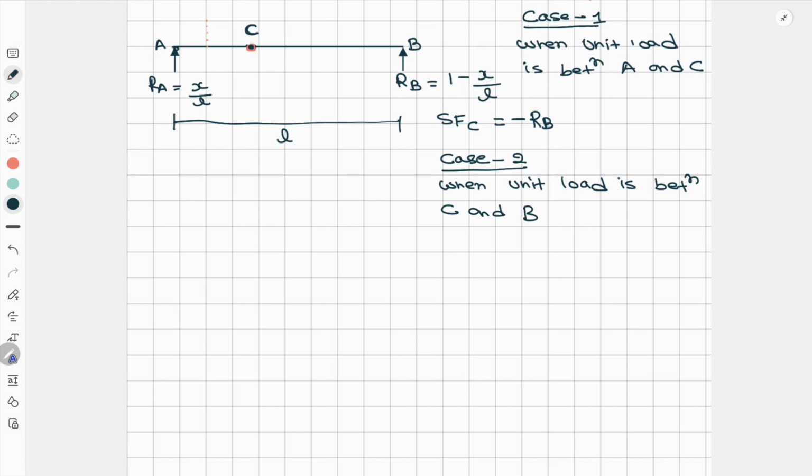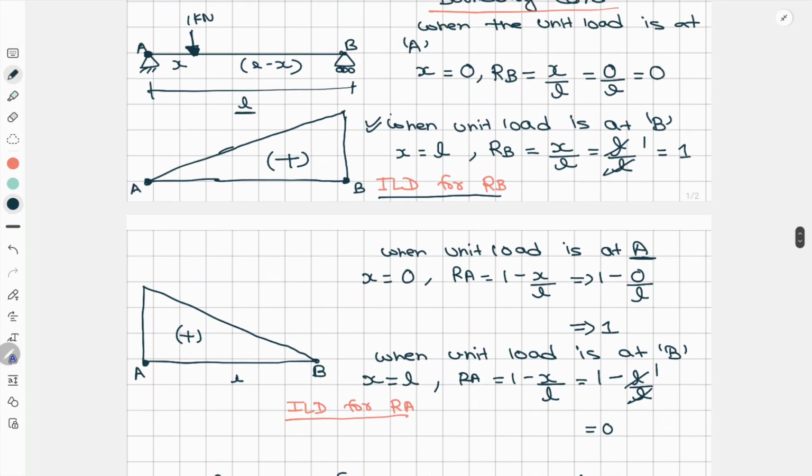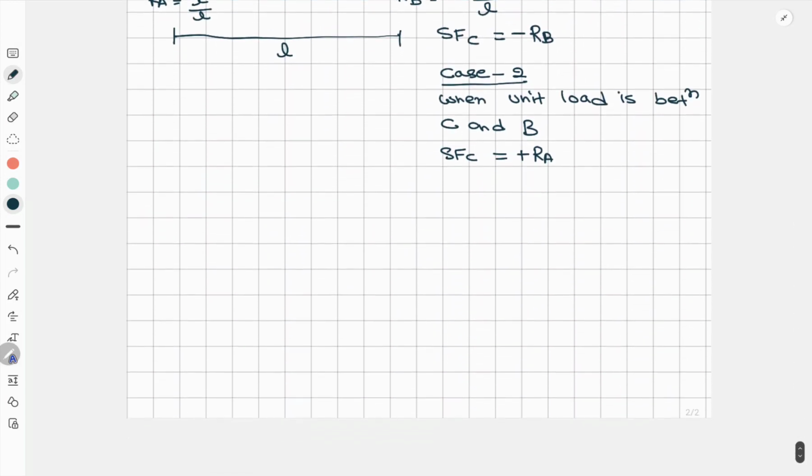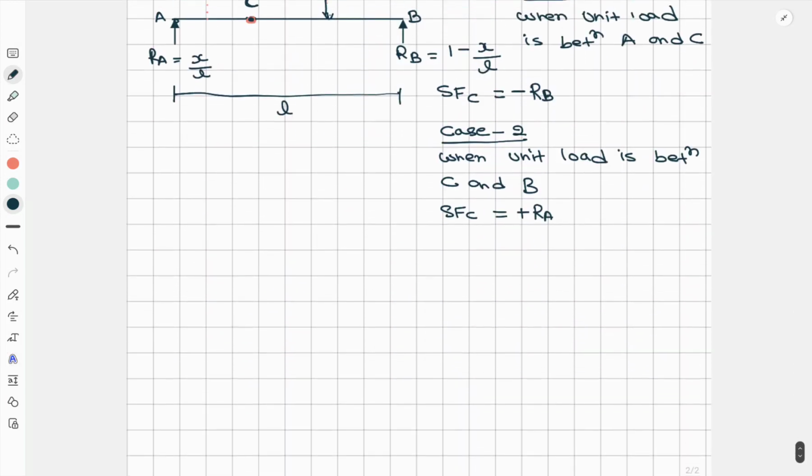Okay, then suppose the unit load is acting somewhere here, then what will the shear force at C be? If this unit load is acting somewhere here, then the shear force will be positive RA, right? So now we'll draw the shear force diagram for case 1 and case 2.